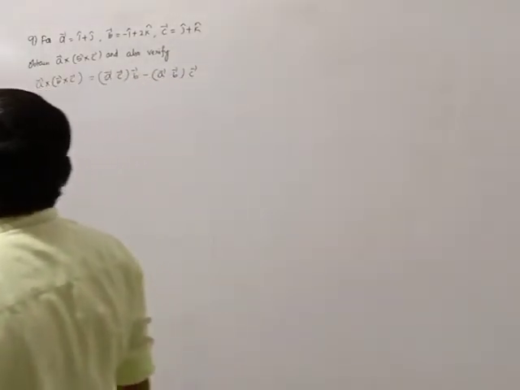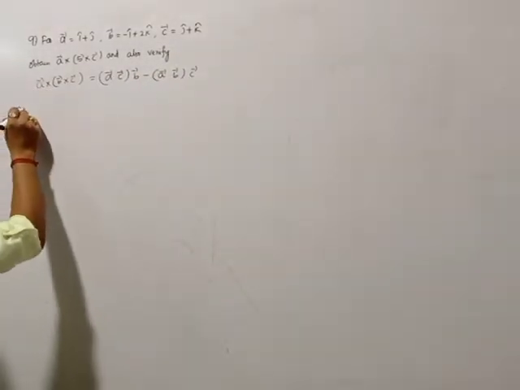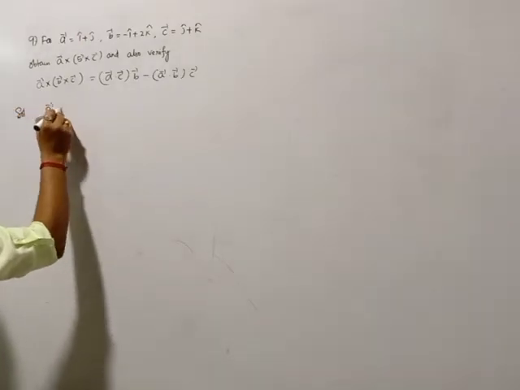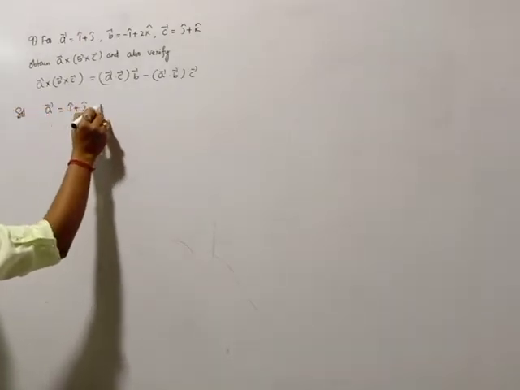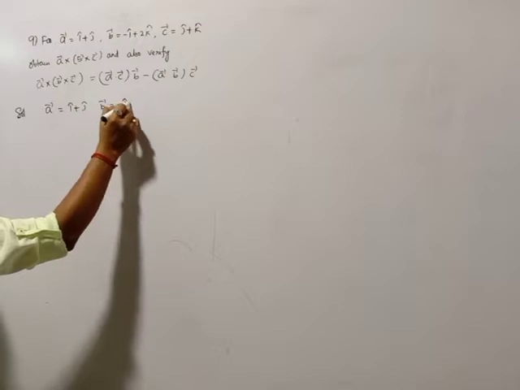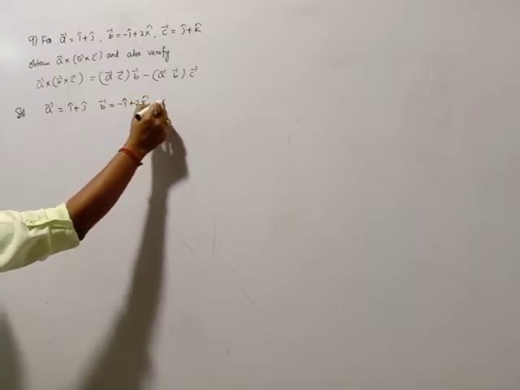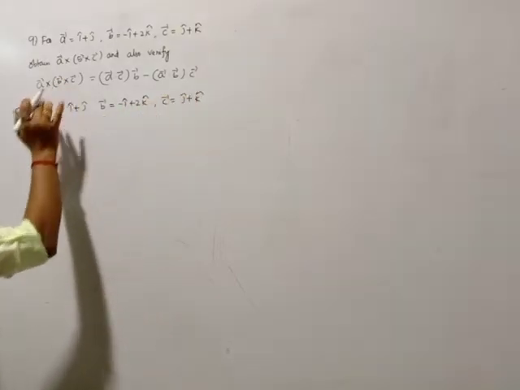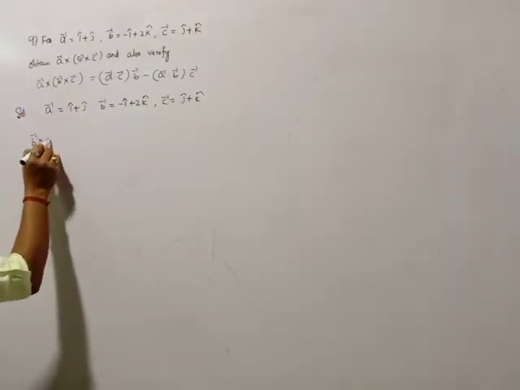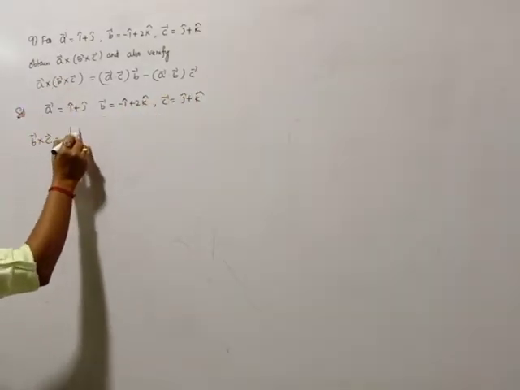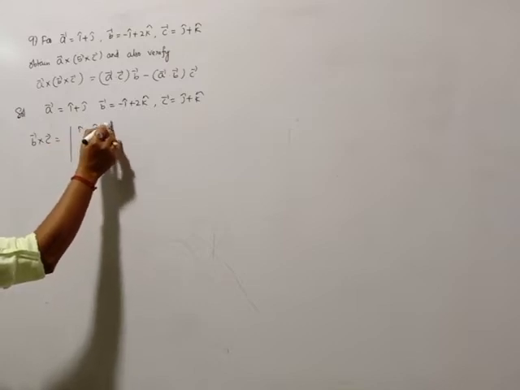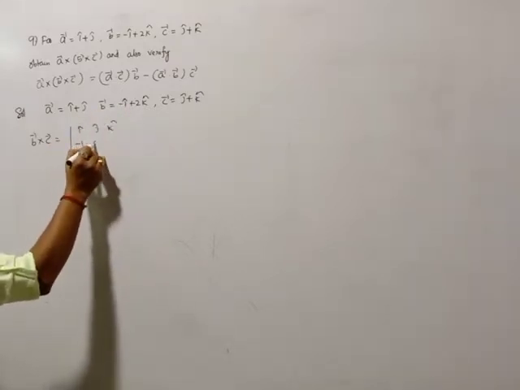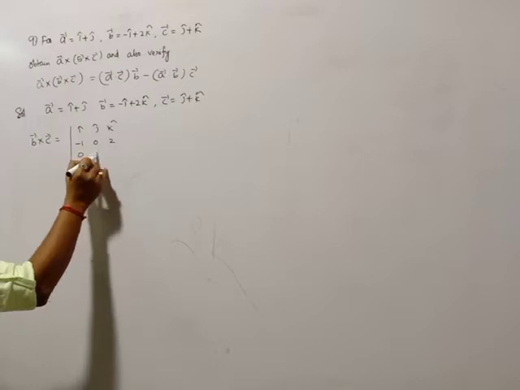Okay. The solution: what is given? a bar is equal to i bar plus j bar, b bar is equal to minus i bar plus 2k bar, and c bar is equal to j bar plus k bar. First of all, find b bar cross c bar. That is equal to the determinant of i, j, k; b means -1, 0, 2; c means 0, 1, 1.